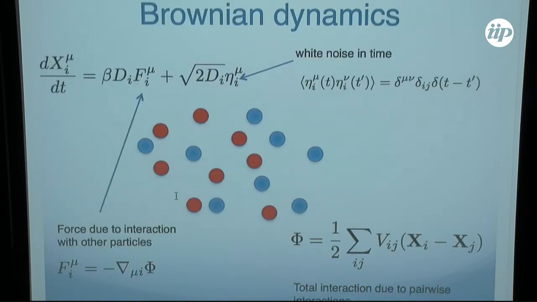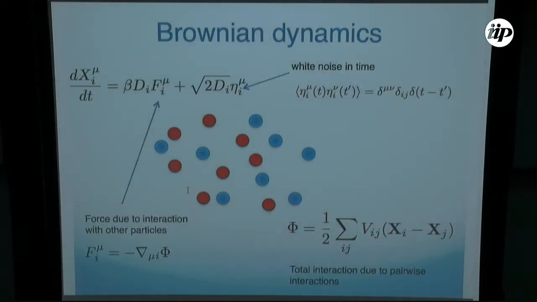So I'm looking at a system which has Brownian dynamics. So we basically have a Langevin equation here. So I have a system of particles which are interacting. If I'm going to talk about salts, you can imagine the reds could be the cations and the blues could be the anions. And so basically each particle has a bare diffusion constant. So the bare diffusion constant is the second term in the equation. So it's D_i, where i is the particle type.